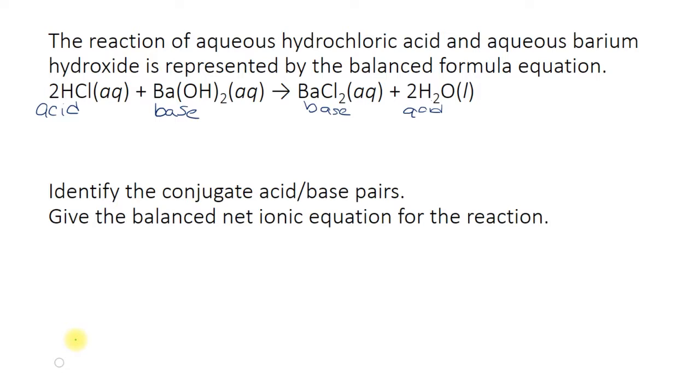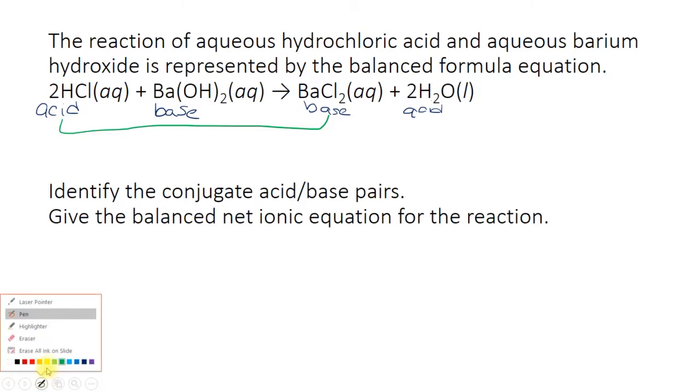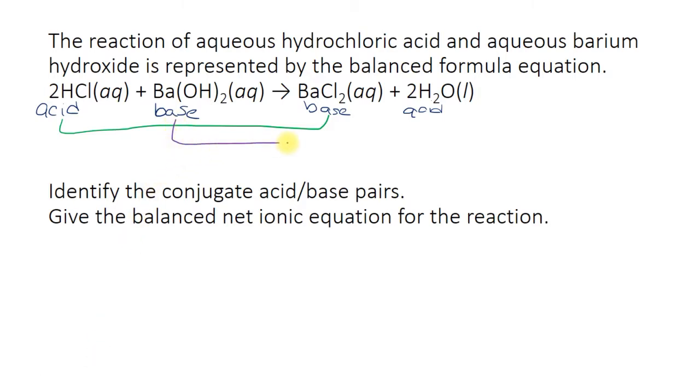Before I try to pair anybody up, I'm going to label them acid or base accordingly. On each side, the reactant should have an acid and a base, and the product should also have an acid and a base. After identifying them, I can connect them. The acid on the reactant side is paired with the base on the opposite side, and similarly, the base on the reactant side pairs up with the acid on the product side.